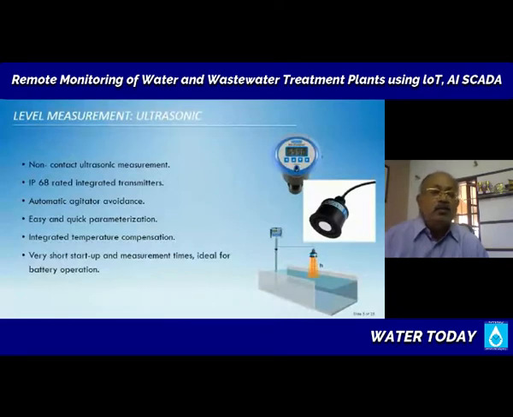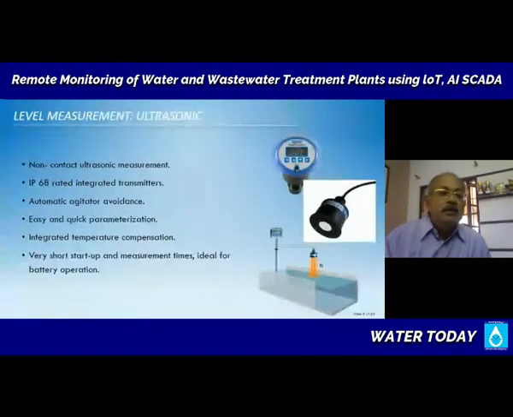But on the other hand, you could also be having overflows in trying to maintain full tanks. You may be losing water continuously through overflows, etc. So you want to maintain water at a level that is optimal. And this is how an ultrasonic level transmitter is working, as I said.